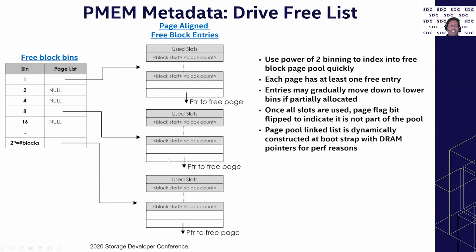Now, the binning part and storing is aligned with a page. So every page includes the starting block number and the number of blocks that are available for allocation. And then there is an attribute called use slots as a way to track how many slots are used and how many slots are empty.